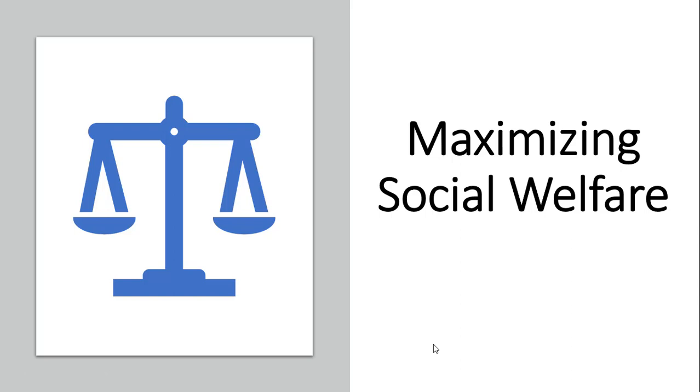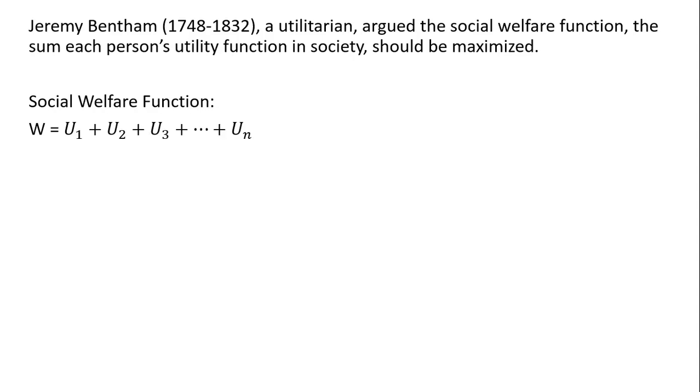Hello, in this video we're going to look at maximizing social welfare. Jeremy Bentham, a utilitarian, argued the social welfare function, the sum of each person's utility function in society, should be maximized. So here's an example of the social welfare function according to Bentham. Welfare, or social welfare, equals person 1's utility plus person 2's utility plus person 3's utility, and so on.